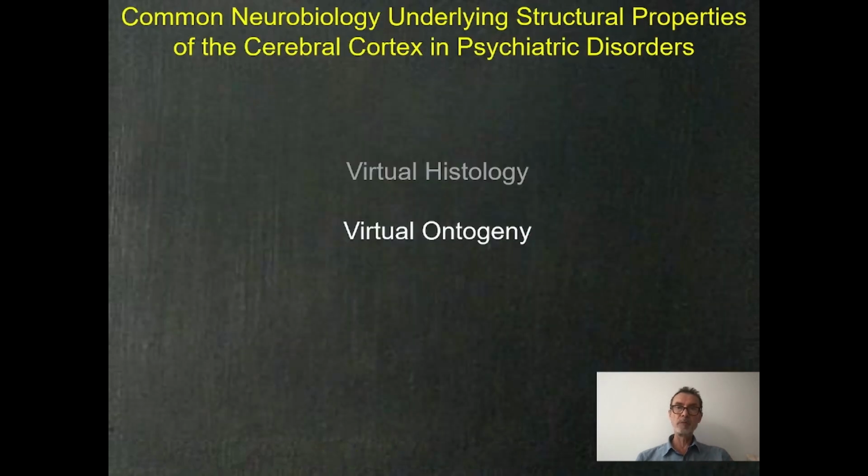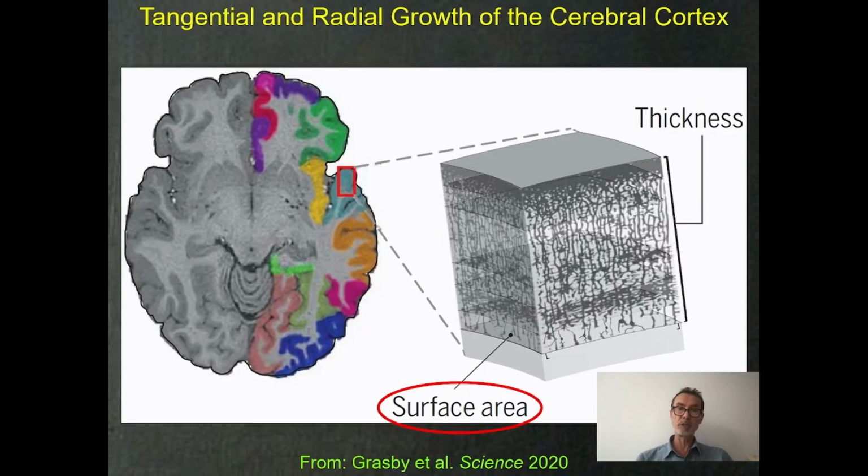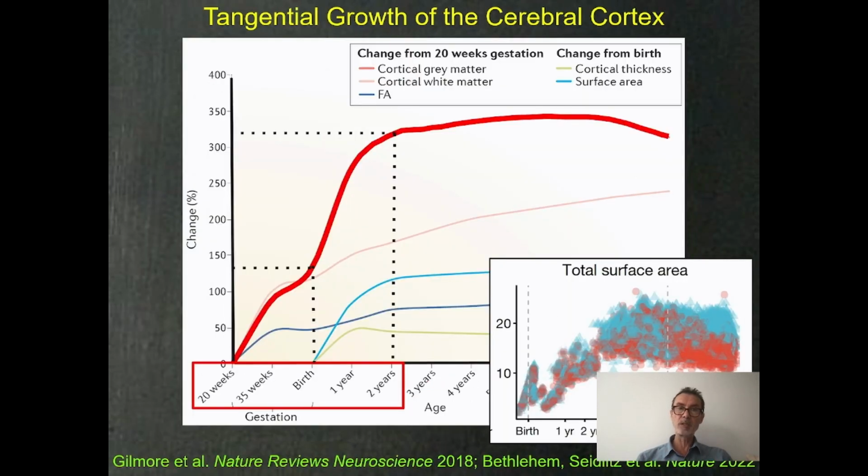Now, let me move to the other phenotype that is very different. Now we'll be looking at cortical surface area. Why do I say it's very different? Because in fact, as you can see on this slide, most of the tangential growth, which is indexed by surface area, takes place both before birth and during the first 2 years of life.